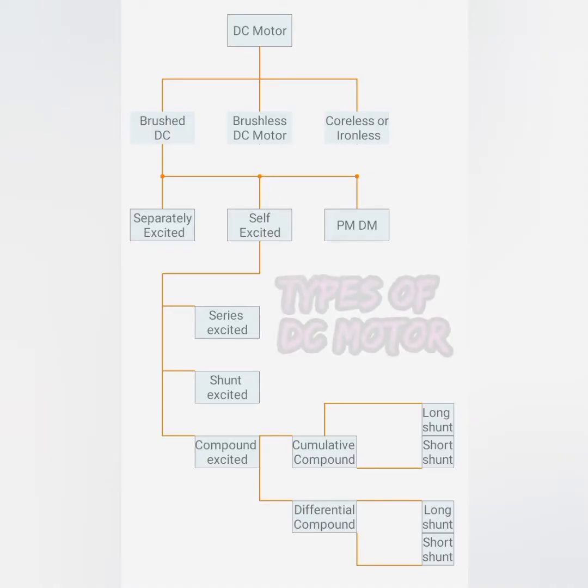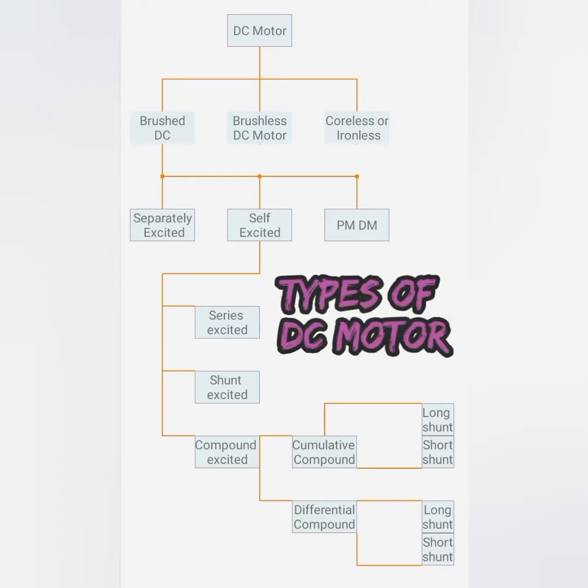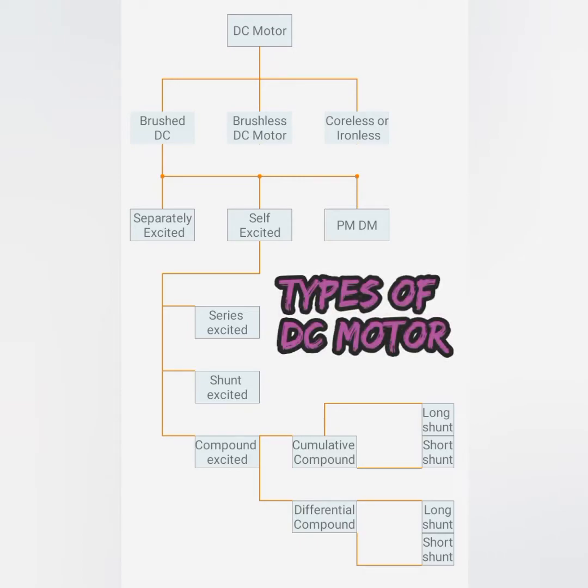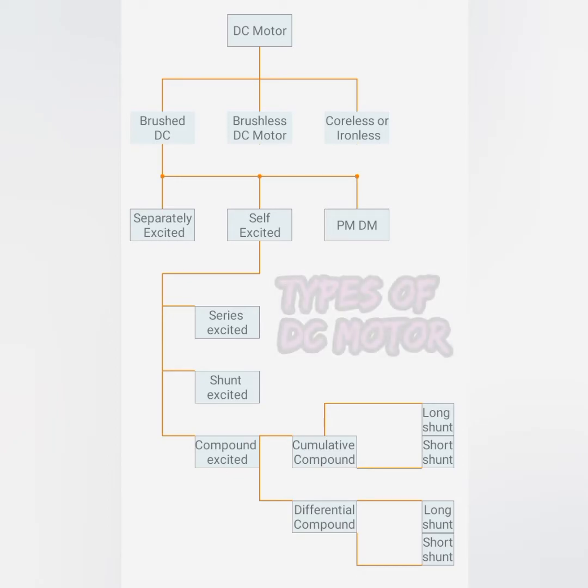So these are the types of DC motors. Here, the DC motor is subdivided into a brushed DC motor, a brushless DC motor, and a coreless or ironless DC motor. Then the brushed DC motor is subdivided into a separately excited DC motor, a self-excited DC motor, and permanent magnet DC motors. Then the self-excited DC motor is further subdivided into a series excited DC motor, a shunt excited DC motor, and a compound excited DC motor.